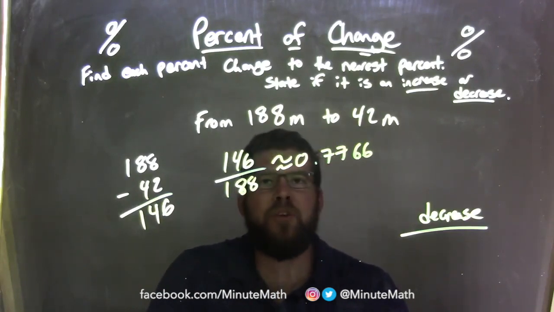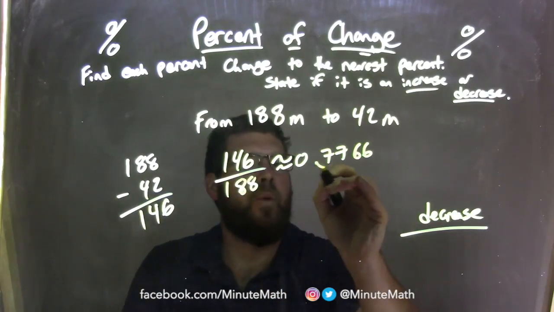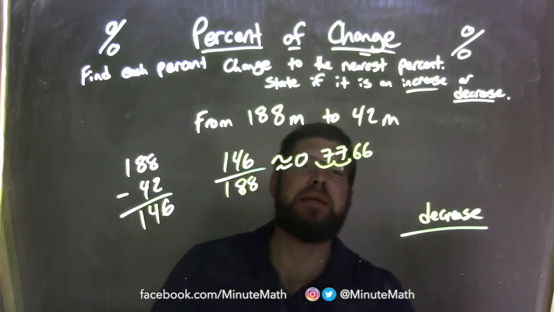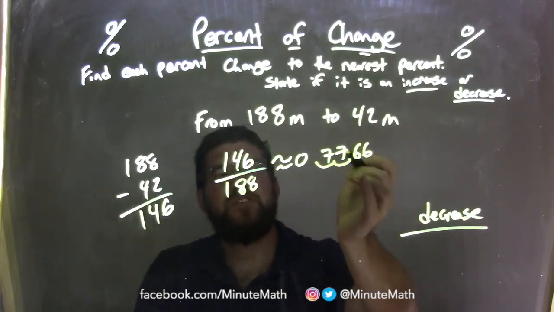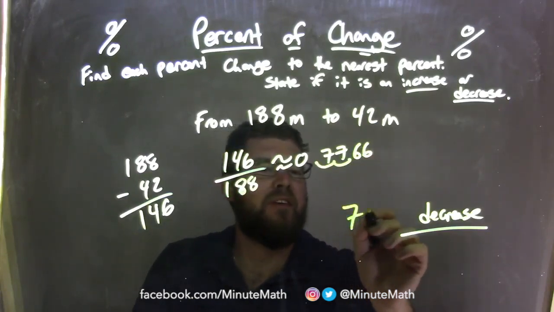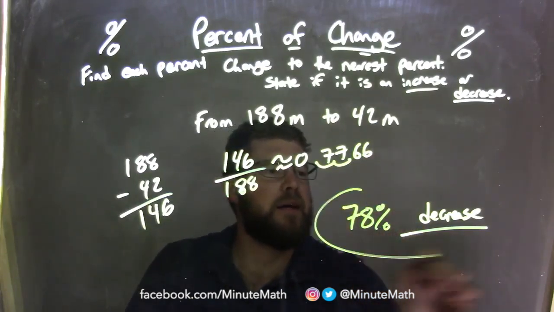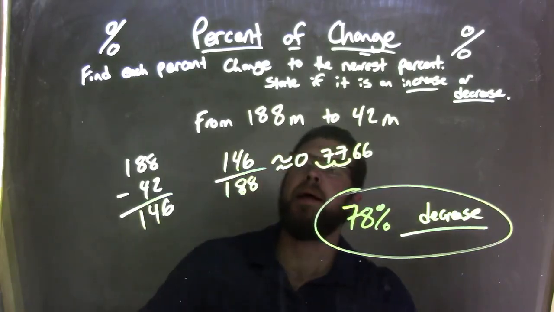Well, I need to convert that to a percent. So I move it 2 units to the right, and I got 77.66. And now I need to round from that 6. Oh, that 6 causes that 7 to go up 1 unit. So we actually have a 78% decrease going on here.